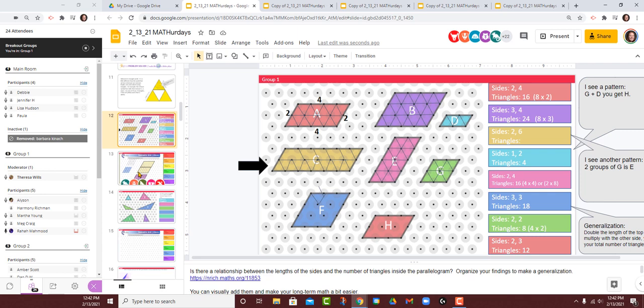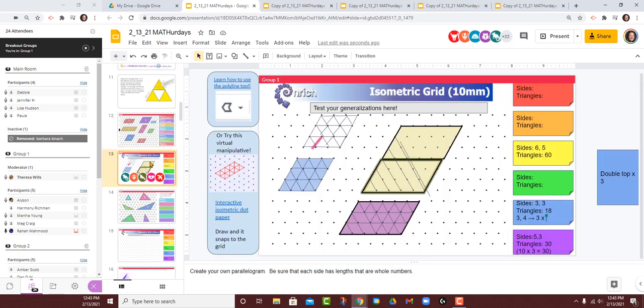So we talked about using odd number sides because the parallelograms that you provided us with had even sides. So I really wanted to know if our generalization worked with odd, and it did with almost all the ones we did. We double the one side and multiply with the other side, and we get the number of triangles. That's wicked cool that you thought to do it with the odd numbers there.